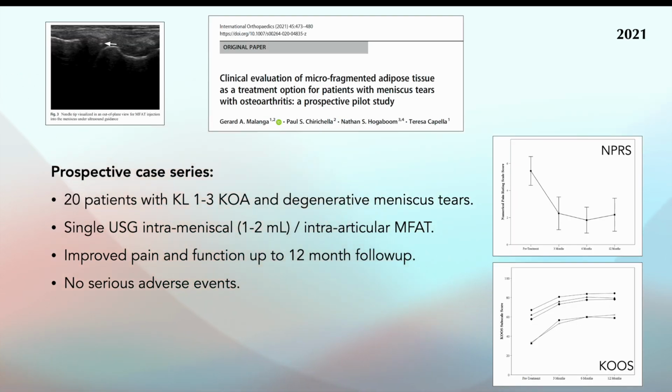Our colleague and friend, Dr. Malenga, and others showed that in 20 patients with KL score 1 through 3 knee osteoarthritis and degenerative meniscus tears, MFAT could be effective. They employed a technique where, under direct ultrasound visualization, 1 to 2 mLs of MFAT was injected into the meniscus, and then an additional amount of MFAT was injected into the joint. And you see here significant improvements in pain scores and improvement in KOOS function scores out to 1 year without adverse events.